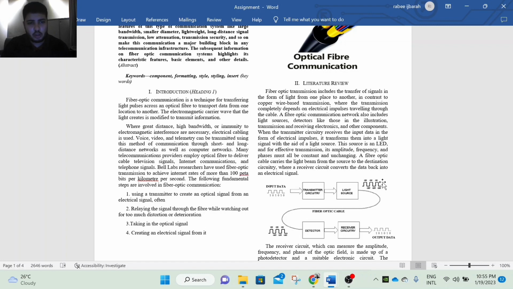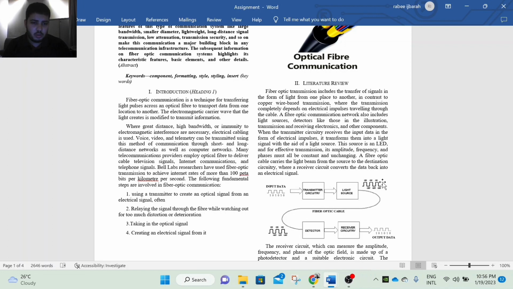Many telecommunication providers employ optical fiber to deliver cable, television signals, internet communications, and telephone signals. Bell Labs researchers have used fiber optic transmission to achieve internet rates of more than 100 petabits per kilometer per second. The following fundamental steps are involved in fiber optical communication.